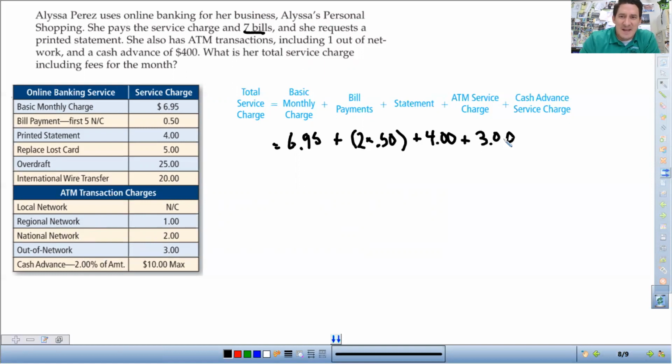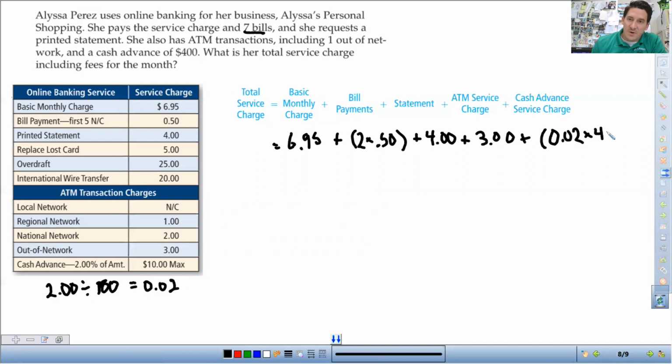And then cash advance service charge. So it's 2% of the amount with no more than $10 max. So it's 2% of 400. So what we need to do, make sure you're working with 2%. So I'm going to divide the 2% by 100, which is 0.02. So you're going to do 0.02 times $400 for the service charge.